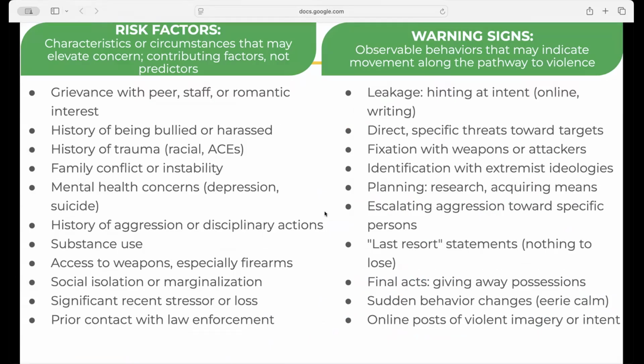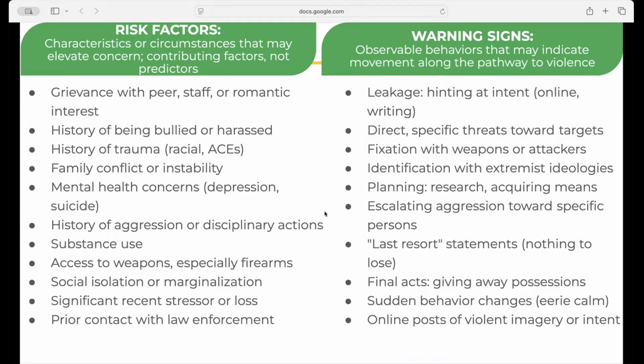So, what are risk factors? They're characteristics or circumstances that may elevate concern, and they're contributing factors, but they're not predictors. These are some examples of what risk factors are. It could be a grievance with a peer, staff, or a romantic interest, history of being bullied, history of trauma, family conflict or instability, mental health concerns, history of aggression or disciplinary action, substance use, access to weapons, especially firearms, social isolation, marginalization, significant recent stressor or loss, prior contact with law enforcement.